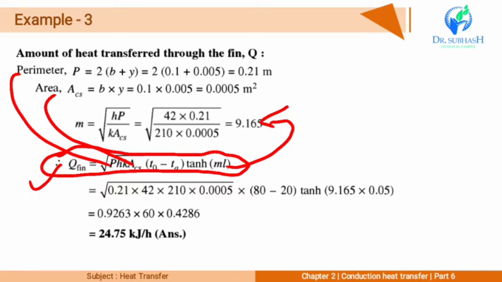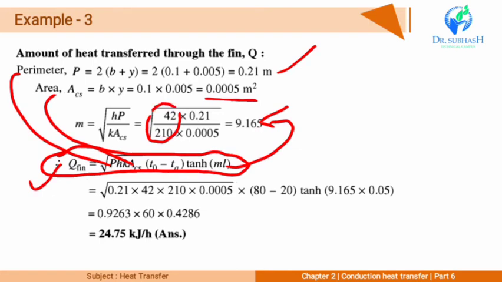So first we calculate the perimeter, that is equal to 2 into b plus y. Putting the value of b is equal to 0.1 and y is equal to 0.005, we get the value of perimeter 0.21 meter. The cross sectional area is equal to b into y, so 0.1 into 0.005, and we get the value 0.0005 meter square. The m is equal to square root of hP by kA, so h is equal to 42 and k is equal to 210.